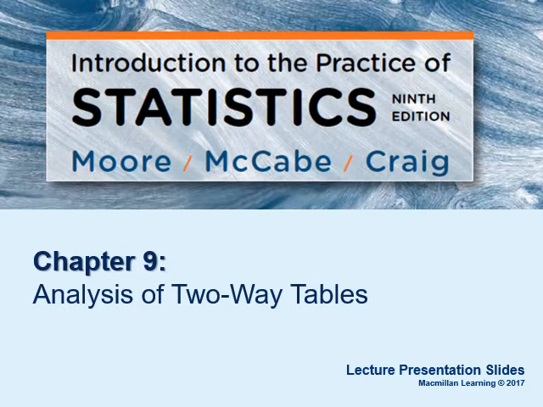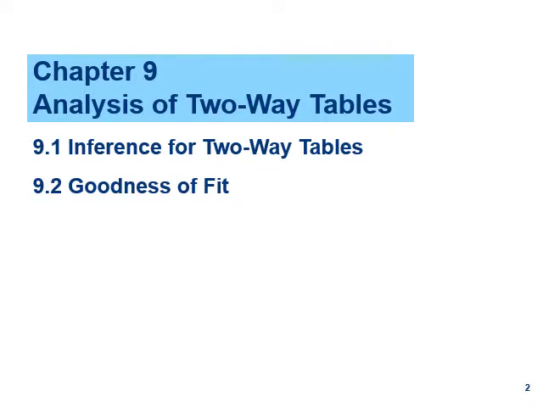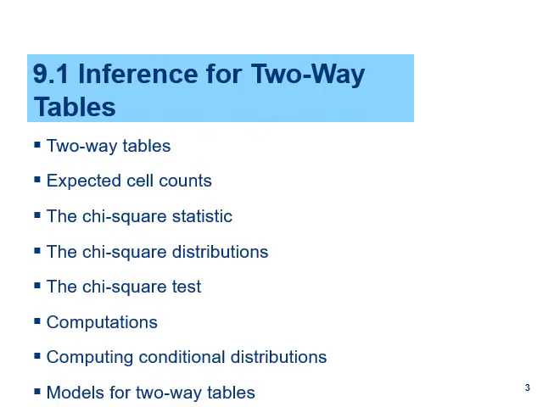Hi, so chapter 9 is analysis of two-way tables. In this we will cover inference for two-way tables and goodness of fit. So for inference for two-way tables, we are going to cover all these points and learn about chi-square.